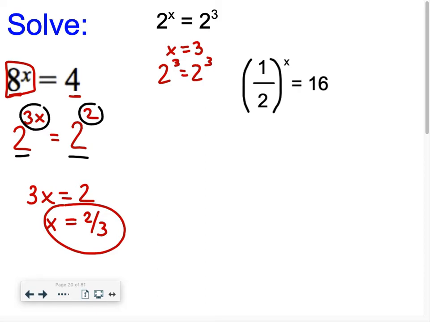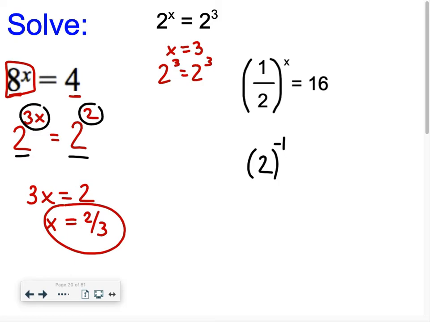Okay, a little more tricky if you look at this example, (1/2) to the x equals 16. Well, if you think about it, as I put positive numbers in for x, it's going to get smaller. Like 1/2 squared is 1/4, 1/2 cubed is 1/8. I'm not going to be getting bigger to get to 16. So to write this base of 1/2 and the base of 16 to be the same, they're both powers of 2. And what's tricky about this one is 1/2 is also 2 to the negative first, right? 2 to the negative first is the reciprocal, that 1/2.